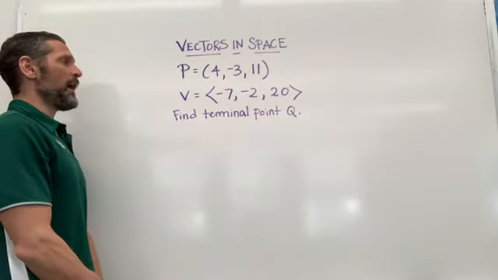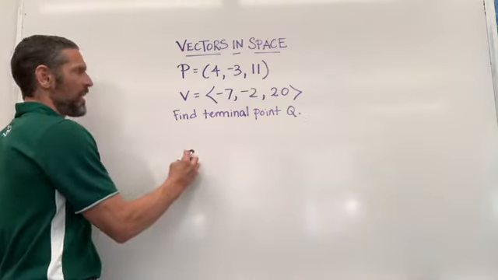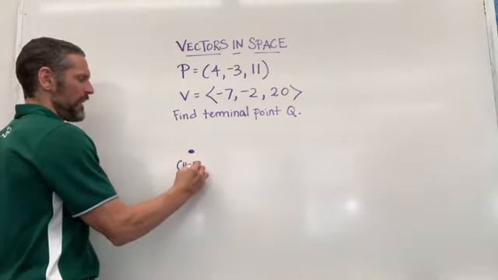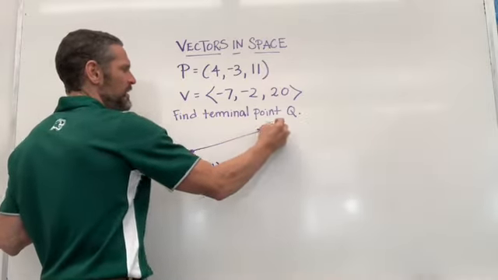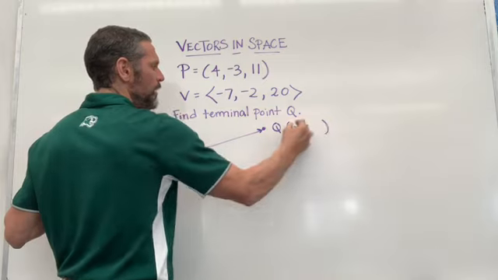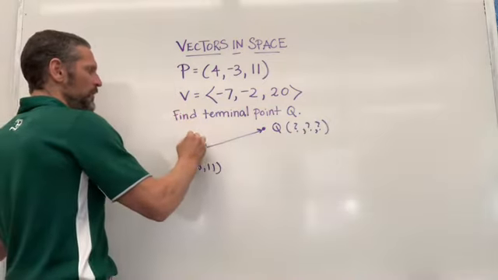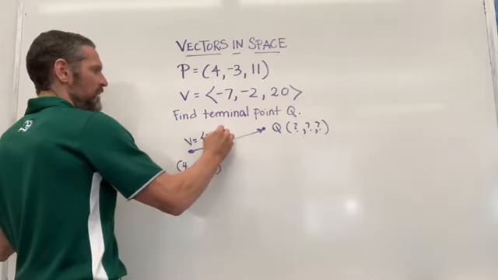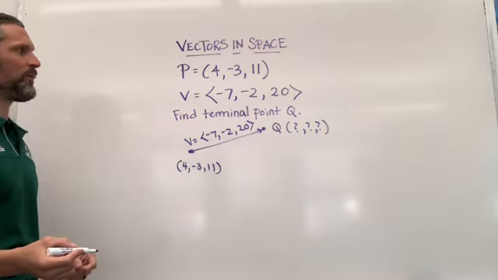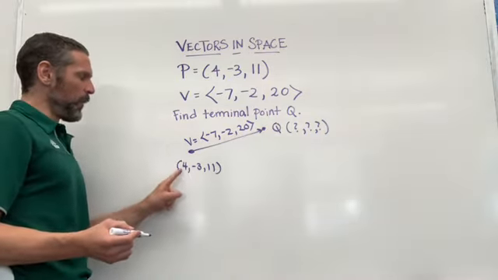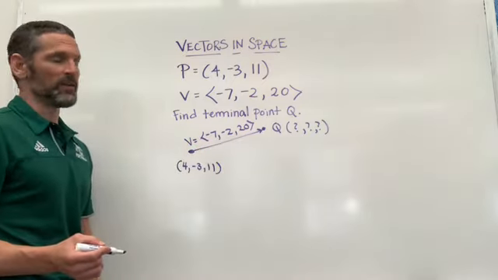And if we are asked to find terminal point Q, we're starting here at P, 4, negative 3, 11, and we're going to point Q, which is somewhere. I don't know if it's X or Y or Z, but I do know that the directions are negative 7, negative 2, 20. And what's the easiest way to find Q? Well, it's simply where you're starting plus the direction will tell you what the final destination is.